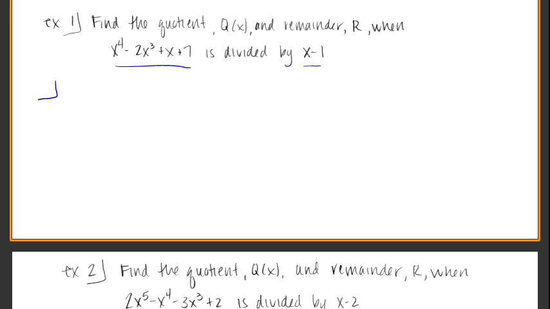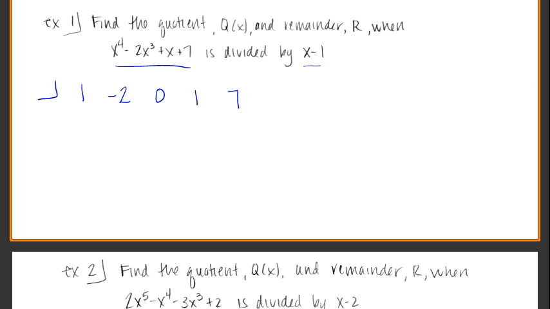So the coefficient of the highest power, we're going to check to make sure it's in descending order. The coefficient of x to the fourth is 1, of x cubed is negative 2, so make sure I take that sign with it. There's no x squared, so let's put a 0 for that. Of x is 1. And the last thing is 7.